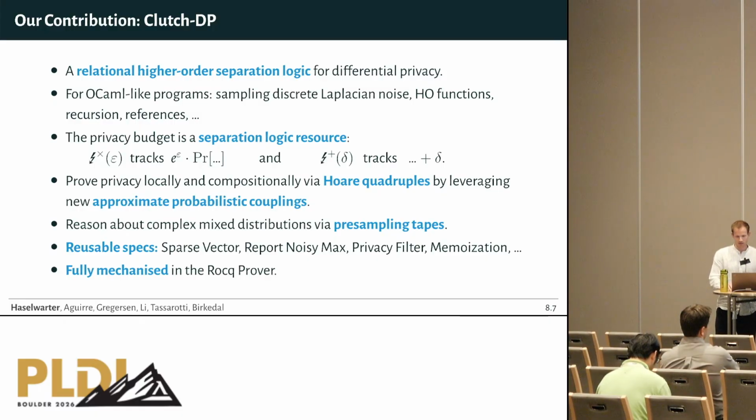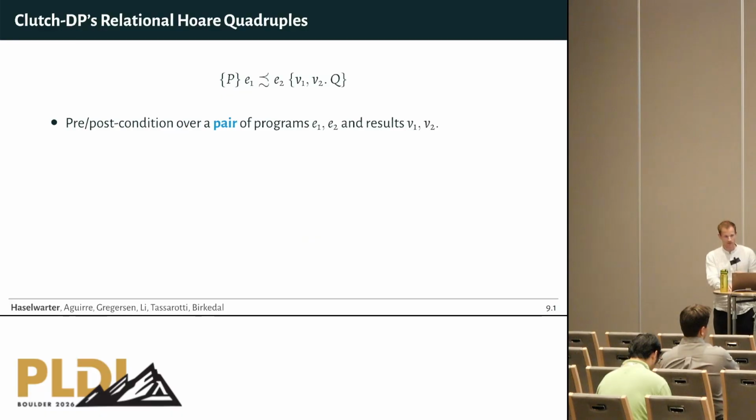So how does this work? I already told you that the central reasoning device is this Hoare quadruple. And this just means that under the assumption that the precondition P holds and that E1 and E2 terminate with values V1 and V2, the postcondition Q should hold, right?